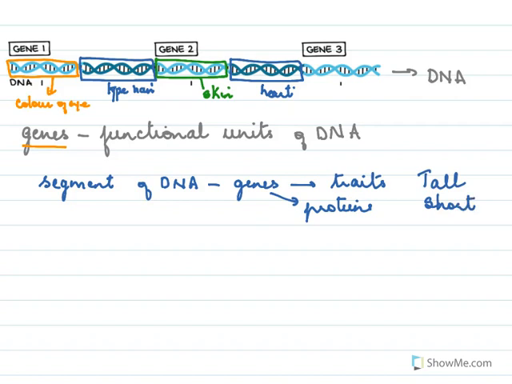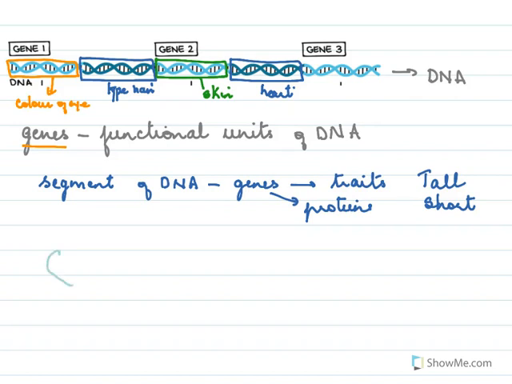Not only in humans, also in plants. A tall plant or a short plant, like in the pea, you have the round pea and the wrinkled pea. All these are controlled by the genes present in the plant.